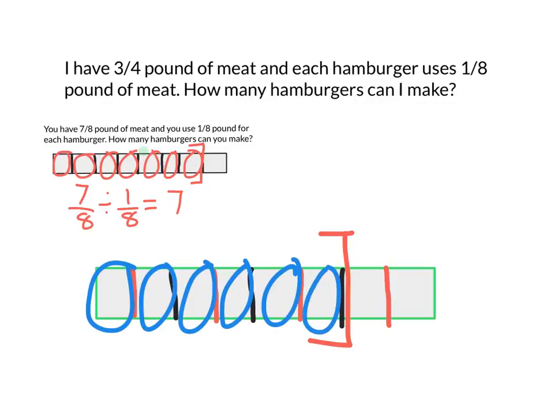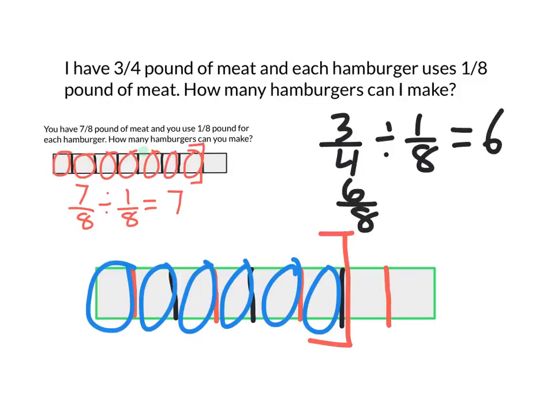So therefore, my problem started out with 3/4, and I wanted to take them 1/8 at a time, and I would get 6. But before I did that, I changed them into eighths. So therefore, I had 6/8 and I took them 1/8 at a time and I ended up with 6. Well, what did I do? I made a common denominator and then I was able to divide across.